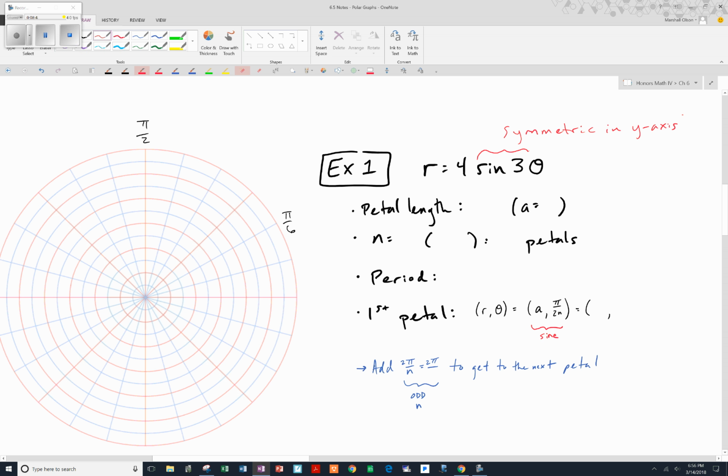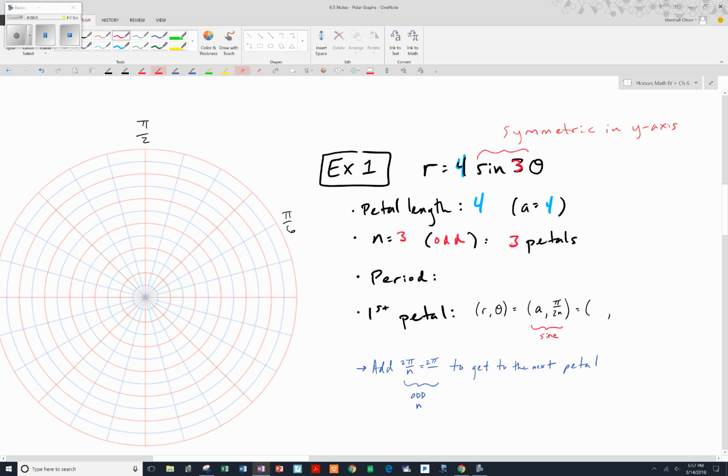If there were an even n value, it would be symmetric about the origin. Or if there were a cosine, and n was still odd, like the 3, then it would be symmetric about the x-axis. The petal length is going to be the 4 that we have right here. That 4 tells us that the petal length is 4, because a is 4. n is 3, and since it's odd, we know that there are 3 petals. If it were even, you'd double that number.